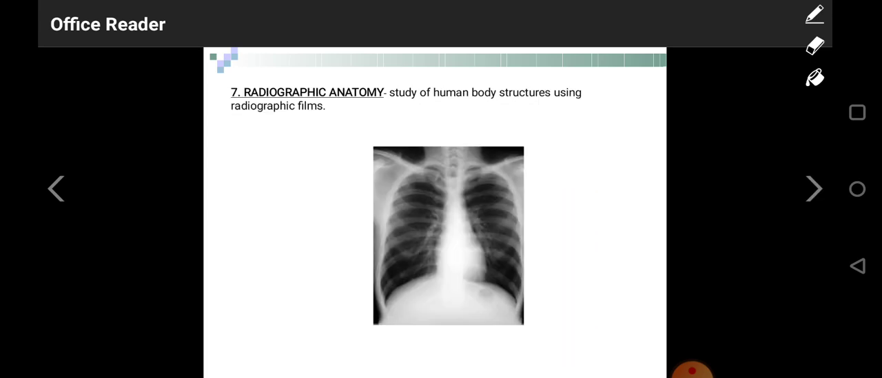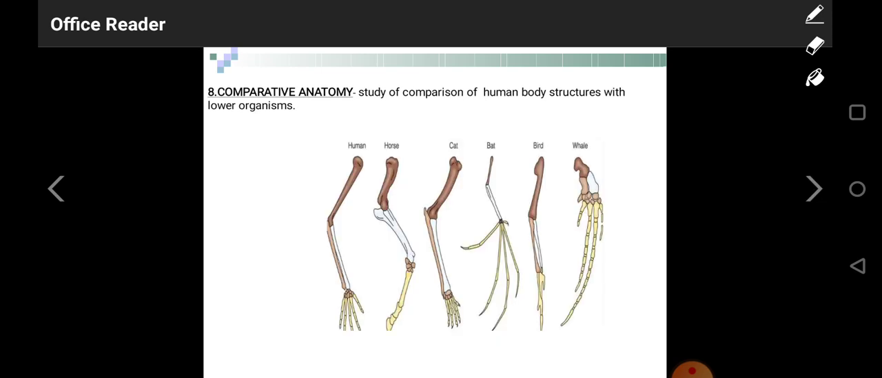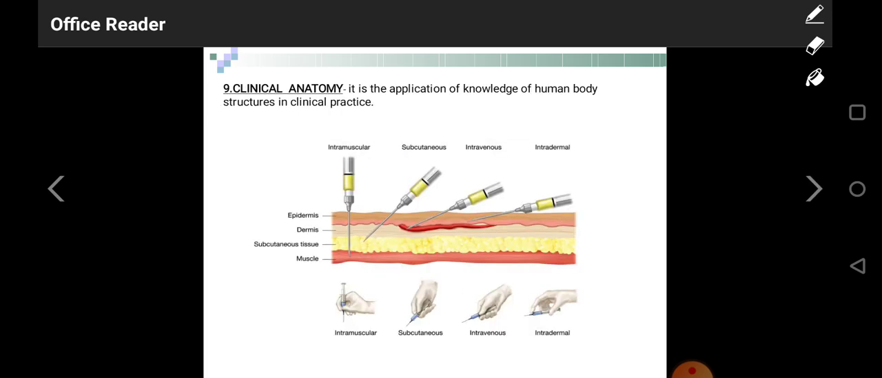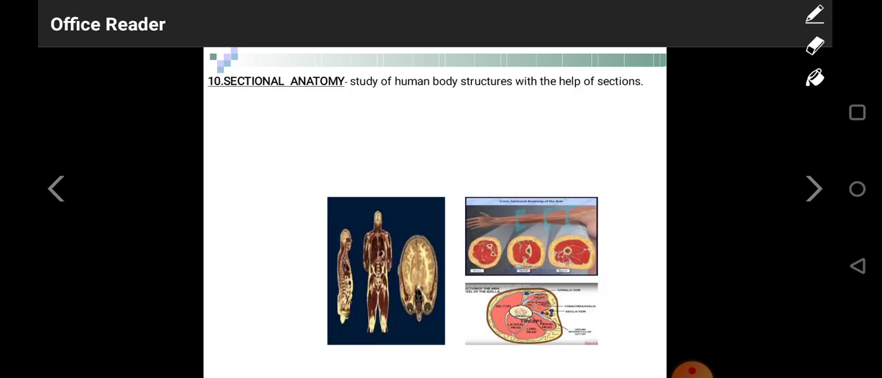Then radiographic anatomy: it is the study of human body structures using radiographic films. In comparative anatomy, the study of comparison of human body structures with lower organisms. In clinical anatomy, it is the application of knowledge of human body structures in clinical practice. In sectional anatomy, it is the study of human body structures with the help of sections, either cross section, frontal section, or transverse section.